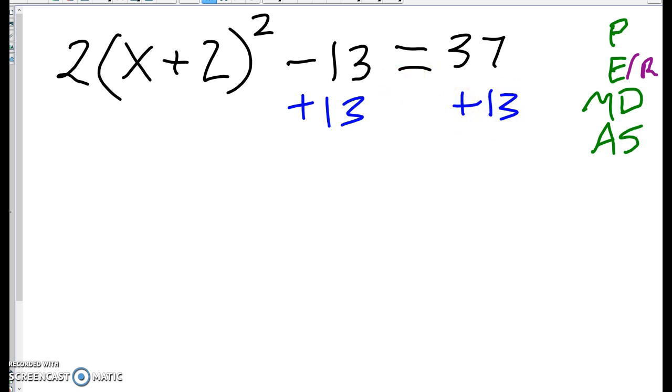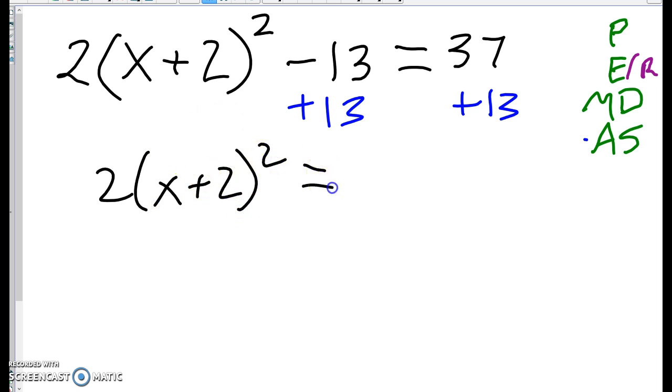One of the reasons I wrote the order of operations is, generally speaking, with most equations that we're going to work with, you can usually start at the bottom of the order of operations, adding and subtracting, do that step first, and work your way back up. So we want to get rid of adding and subtracting. We've done that. We now have 2 times x plus 2 squared equals 50.